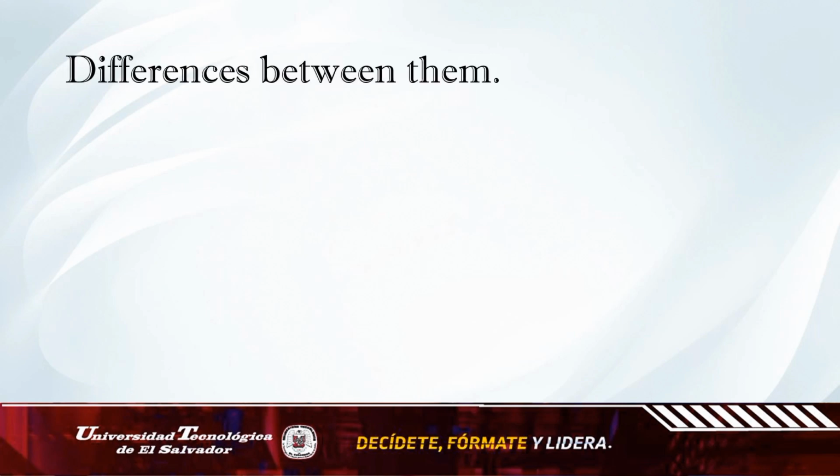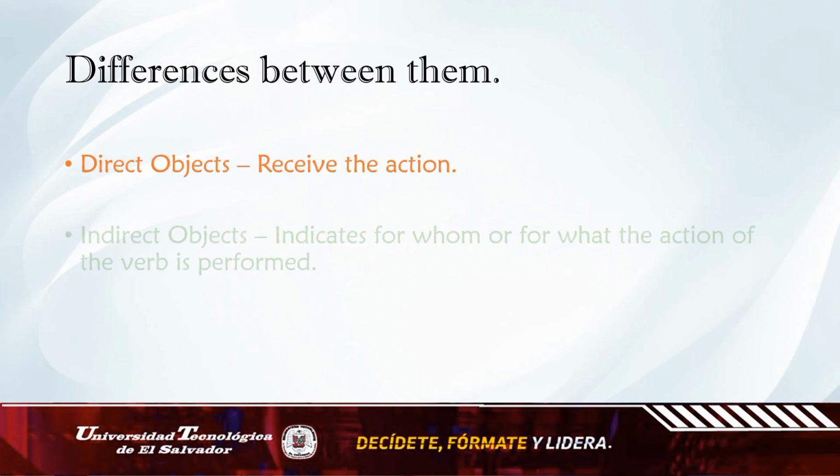What is the main difference between direct and indirect objects? Well, the main difference is that direct objects receive the action of the verb directly, while indirect objects indicate to or for whom, or what the action of the verb is performed. In other words, direct objects receive the action of the verb, whereas indirect objects receive the direct object.